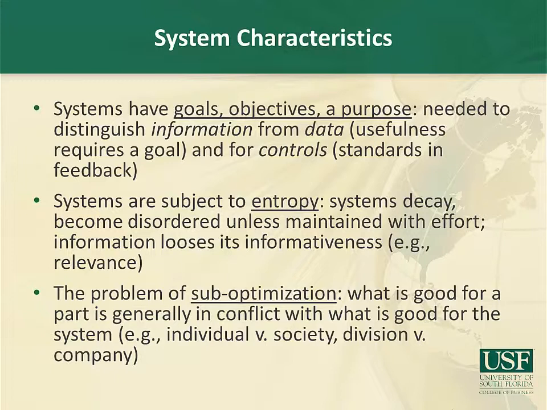The problem of sub-optimization. So what is good for one part of a system may not be good for another part of the system, or may not be good for the system as a whole. For example, the individual might be seen as a subsystem of society. The goods of the individual may not be the goods of society. The same with the division in a company and the company itself. What benefits a department or a division may not always be a benefit to the company overall.